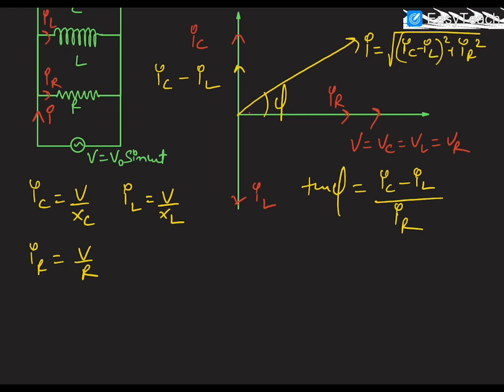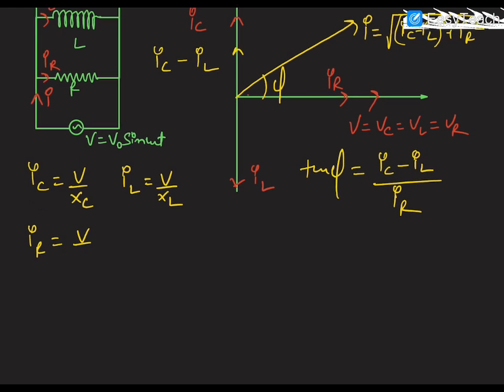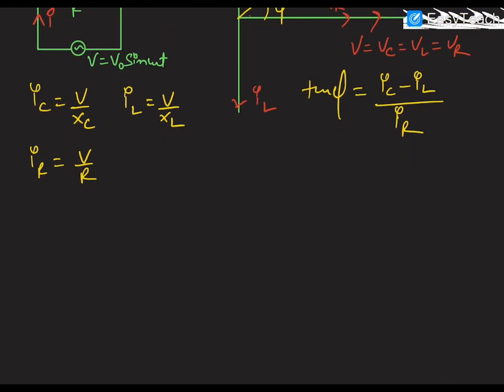So we have assumed that IC is greater than IL. This assumption is based on the fact that XL is greater than XC, and XL would be greater than XC in a circuit which has a high input frequency. So we know that at high frequency the inductive reactance is greater than the capacitive reactance.